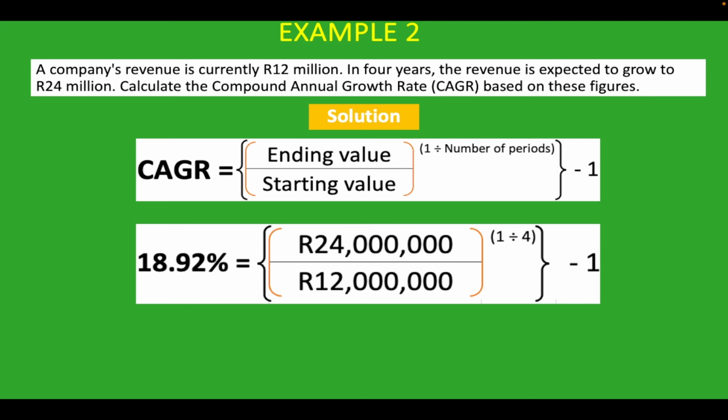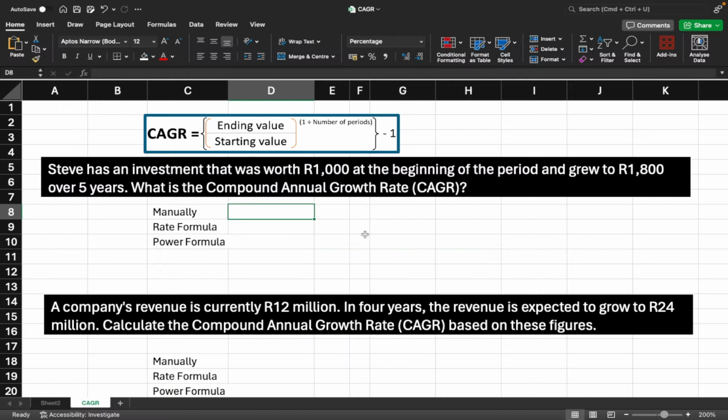Now, let's look at these two same examples and calculate them using Excel. It's going to be quite quick to do this. So here we are in Excel. We're going to see how to calculate the compound annual growth rate using Excel. Now, if you see here, I've put 3 ways that you can do this, very simple ways. Of course, these are not the only ways, but these are very easy ways you can calculate the compound annual growth rate using Excel. So we're gonna first look at the manual way, and then the rate formula, and then the power formula, and you'll see how easy it is, and it's going to give us the exact same answer.